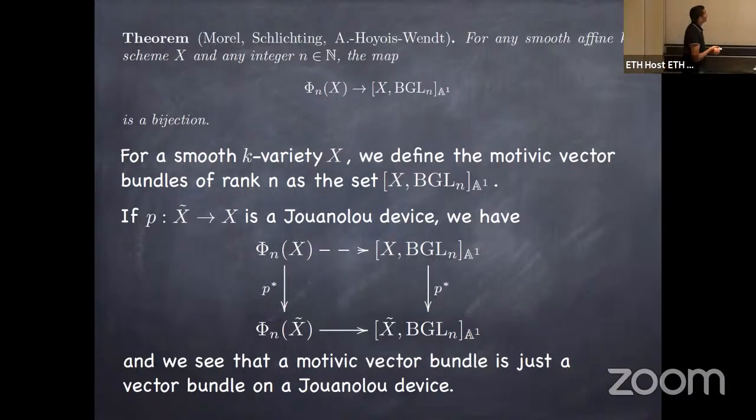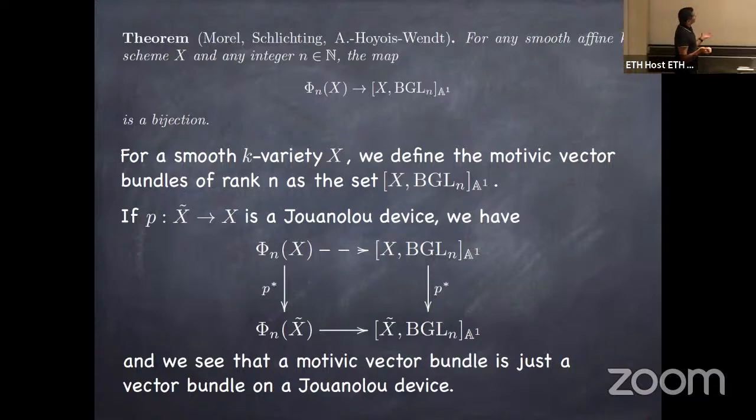All right, so this allows us to define something which is intermediate between vector bundles and some other new object. If I have a smooth variety, then it's always homotopy equivalent to an affine variety. So if I fix a Jouanolou device of it, then I can look at the pullback map from vector bundles on X to vector bundles on the Jouanolou device. And what I know is that vector bundles on the Jouanolou device, by that theorem, are the same thing as homotopy classes of maps to the Grassmannian. And of course, X and X tilde are homotopy equivalent, so that's the same thing as maps from X to BGLN in the motivic homotopy category as well.